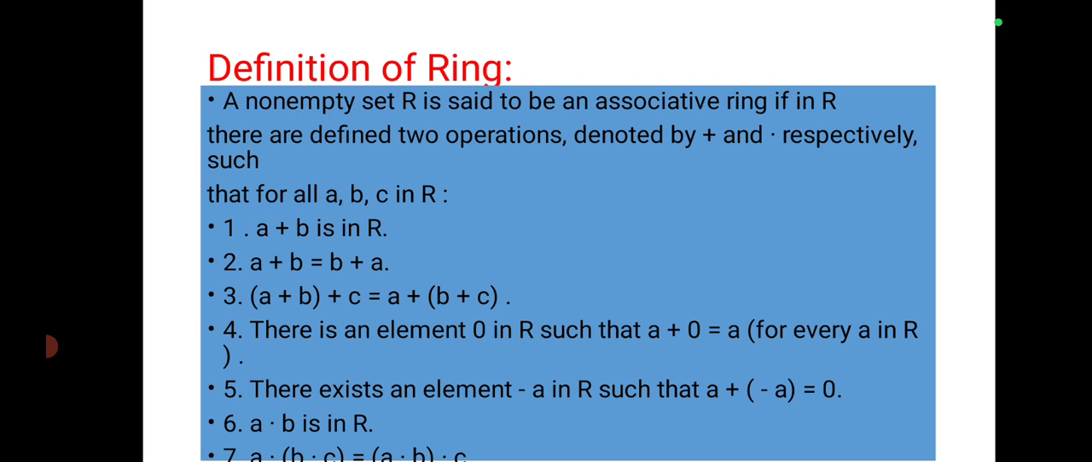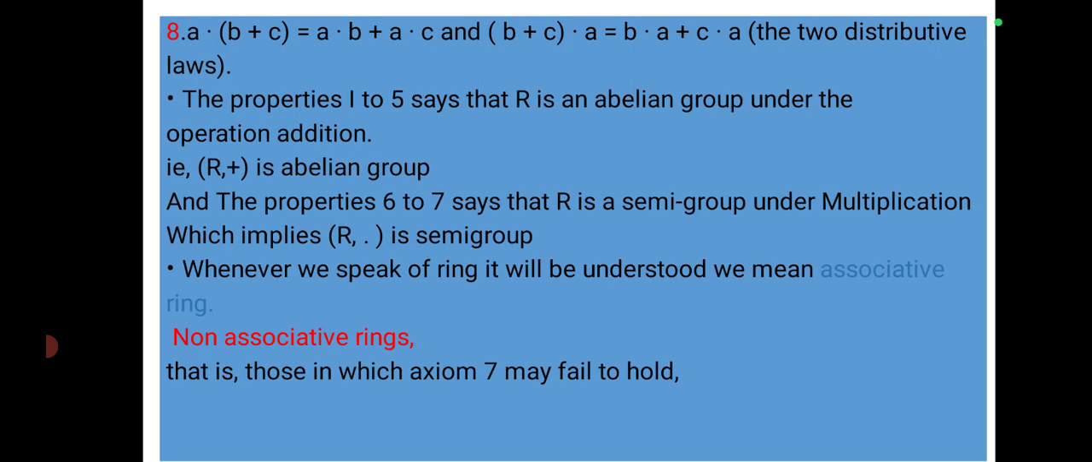Inverse property: a plus a inverse equals e. So the non-empty set R satisfies the inverse property under addition. Therefore, if R satisfies the above five conditions, then we say that R, plus is an abelian group under addition. Next, R, dot is a semigroup. R, dot satisfies closure and associative under multiplication. Closure: a dot b is in R. Associative: (a dot b) dot c equals a dot (b dot c).